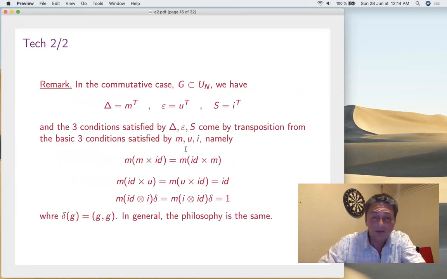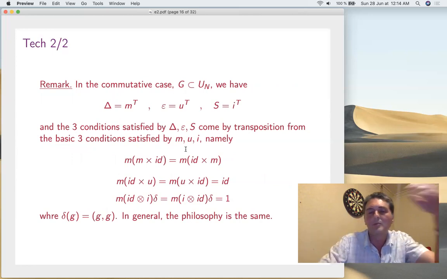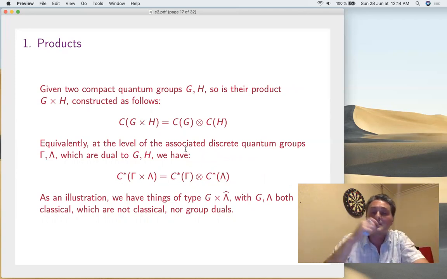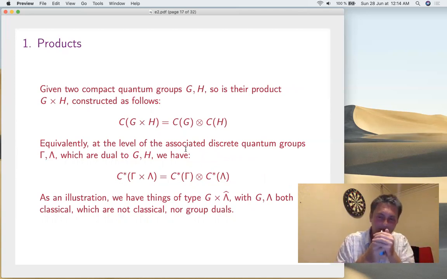Let's get to some examples. We haven't seen any examples so far, besides the basic ones like groups and duals. So first of all, we have products. Relax a bit, that's going to be more easy.